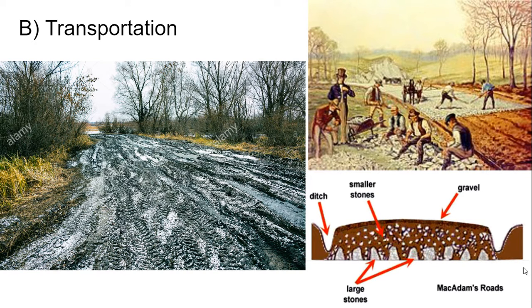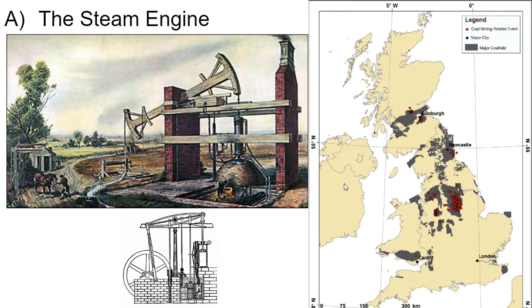And so the development of the McAdam Road, this type of gravel road that had a ditch where water ran off, and you have these stones, first large stones and then smaller stones, in order to still provide a solid surface even when it's wet, is going to significantly increase transportation. And so these new style of roads are going to start crisscrossing England, allowing people and products and raw materials to move around more effectively, leading to a significant expansion of economic activity.